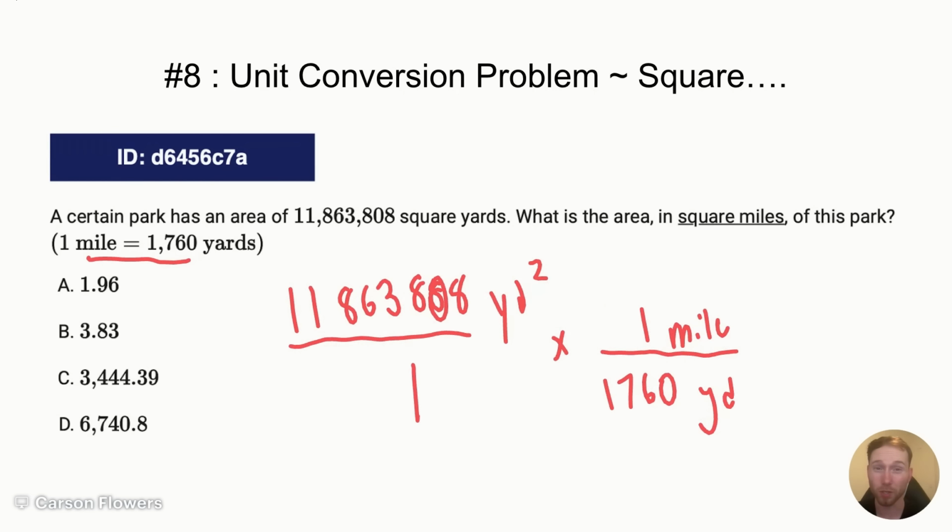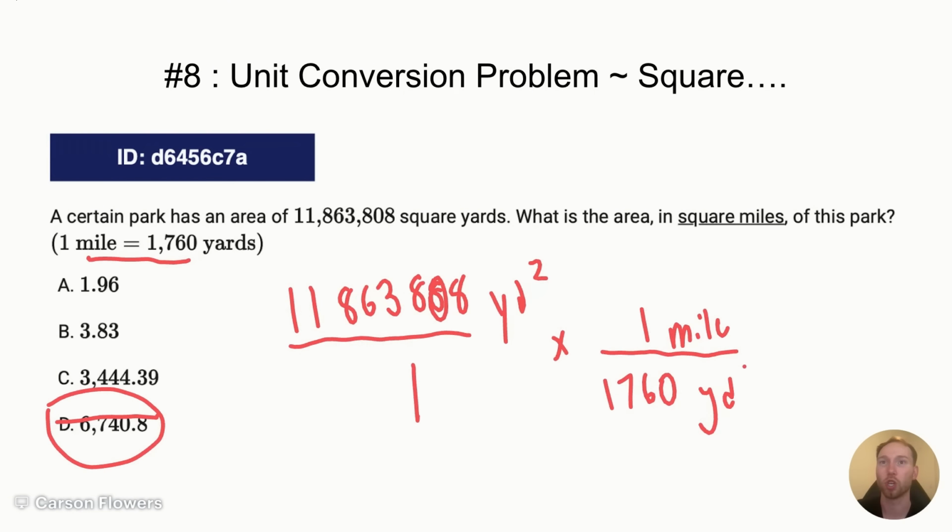But this is where most people stop, and this is where they mess up, because there's going to be a trap answer here. Let me show you. If I divide 11,863,808 by 1760, I actually get answer choice D. But answer choice D is not correct, because that's not how you solve this problem. I told you it was tricky.